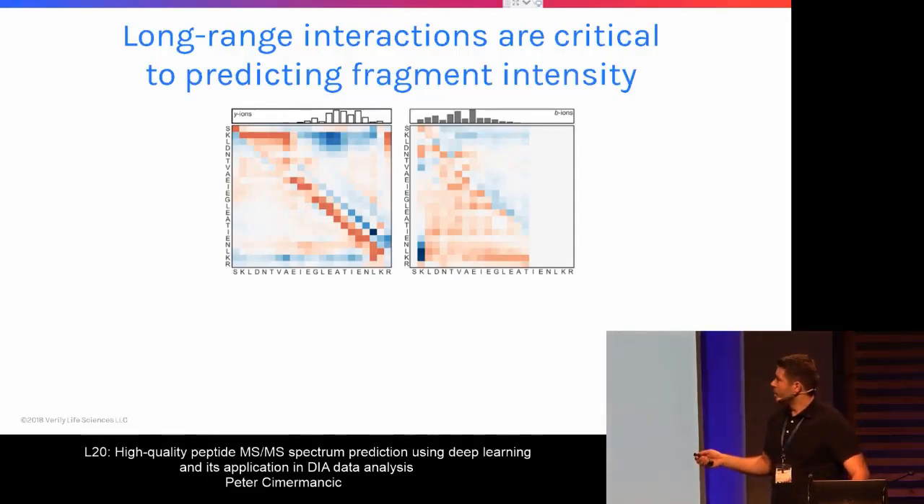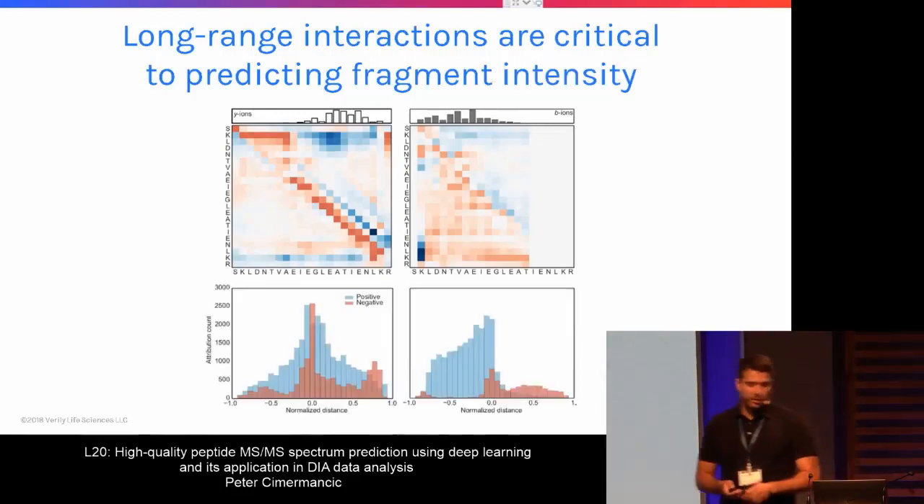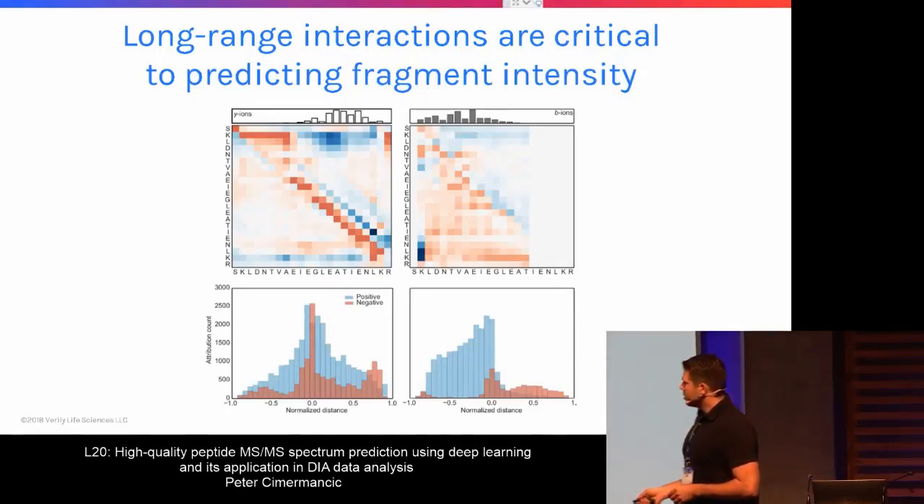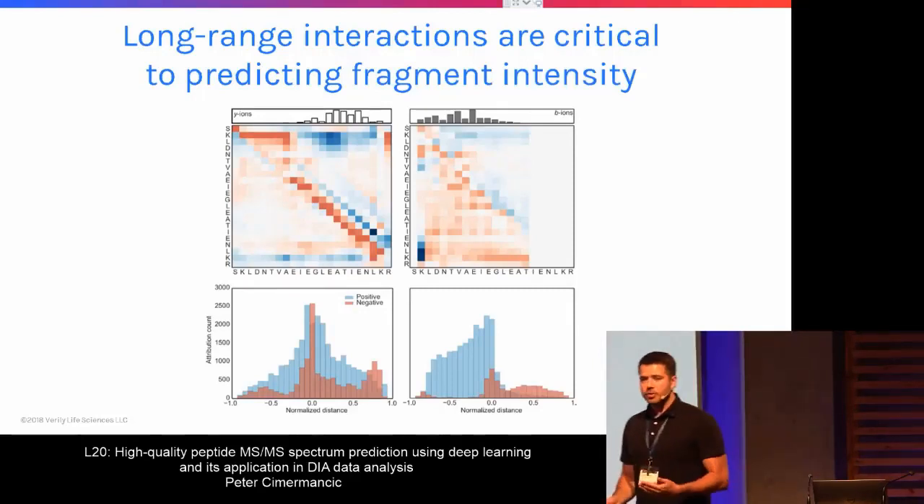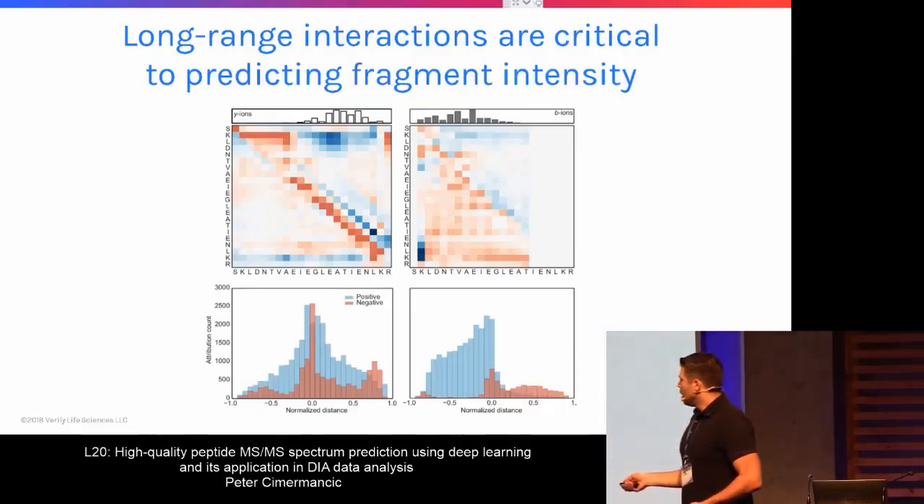Again, I wouldn't want to make too many conclusions based on a single peptide, so we ran this for a subset of 1,000 peptides in our data set, and here are distributions of these attributions. These are normalized distances away from the fragmentation site of interest. What you can see here is that for Y ions, what matters the most is actually the distance from the fragmentation site. That makes sense. And that's true both for positive and negative attributions.